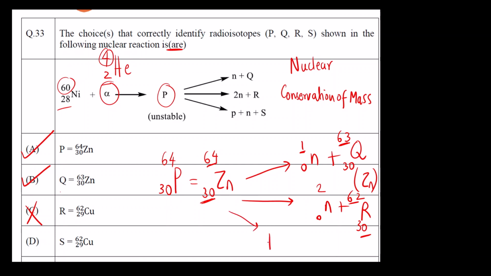Last one. Here we have one proton. What is a proton? It is a hydrogen atom. The mass number is 1 and the atomic number is also 1. Neutron: mass is 1, charge is 0, plus S. Now 64 will be 2 plus 62, and here it is 30, so 1 plus 0 plus 29. So S has mass number 62 and atomic number 29. So the D option is correct. So what are the correct options? The correct answer is A, B, and D.